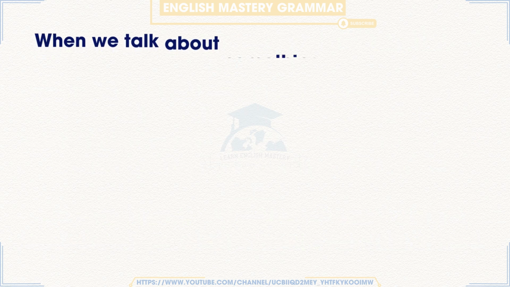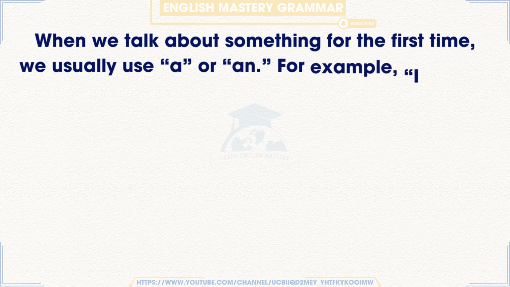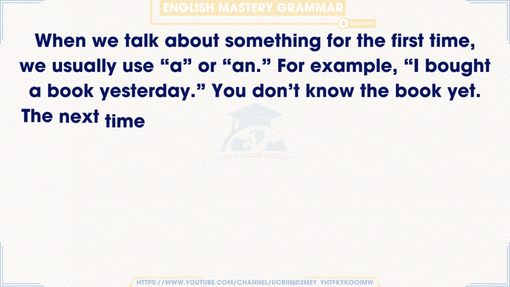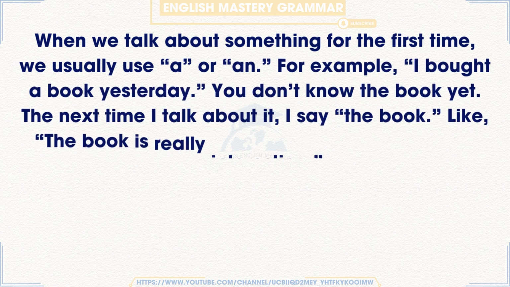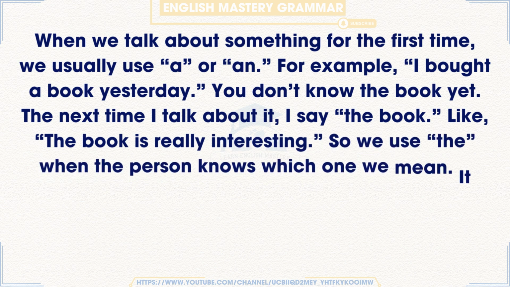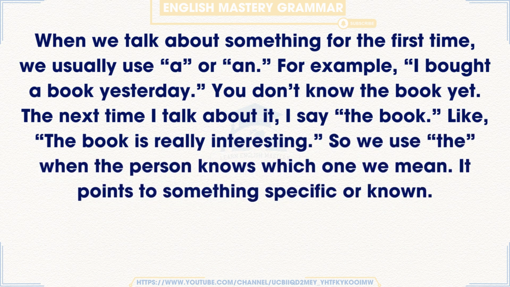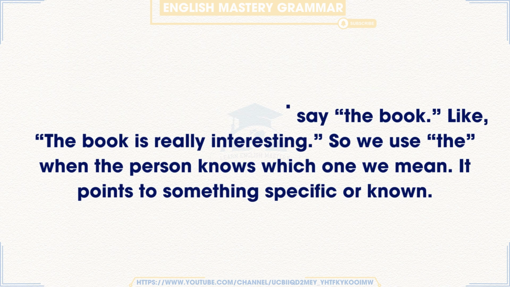When we talk about something for the first time, we usually use a or an. For example, I bought a book yesterday. You don't know the book yet. The next time I talk about it, I say the book. Like, the book is really interesting. So we use the when the person knows which one we mean. It points to something specific or known.